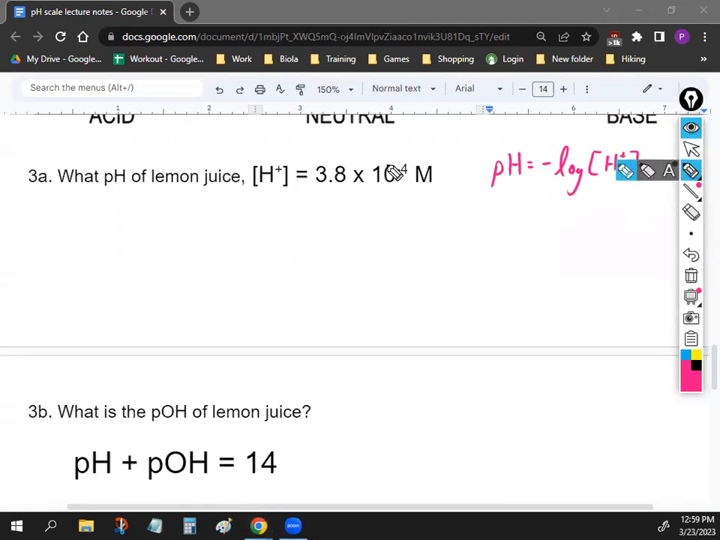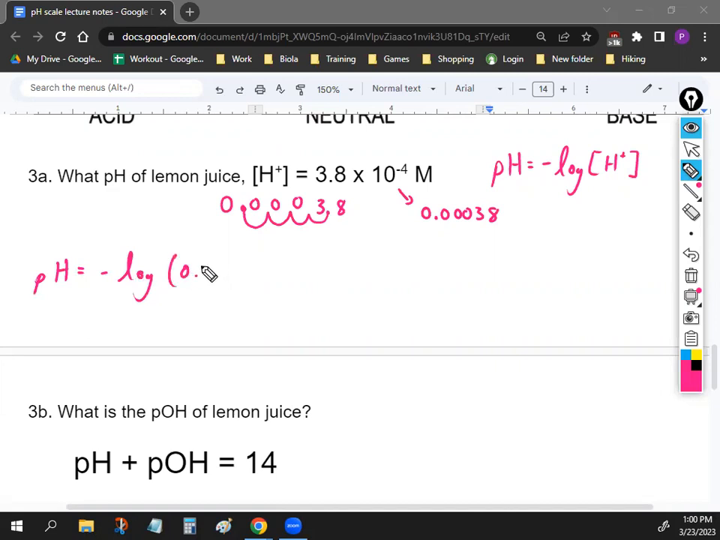All right, so all we got to do first is take this number right here and turn it into a number we can punch into our calculator. So 3.8 times 10 to the -4, so you're going to move the decimal to the left 4 times. So 1, 2, 3, 4. So you're going to get 0.00038. So this number right here is the same as 0.000, so 3 zeros and then 38. All right, so for your pH, all we're going to do is plug it into this formula, negative log of 0.00038. So you're going to go to your calculator and do the same thing.